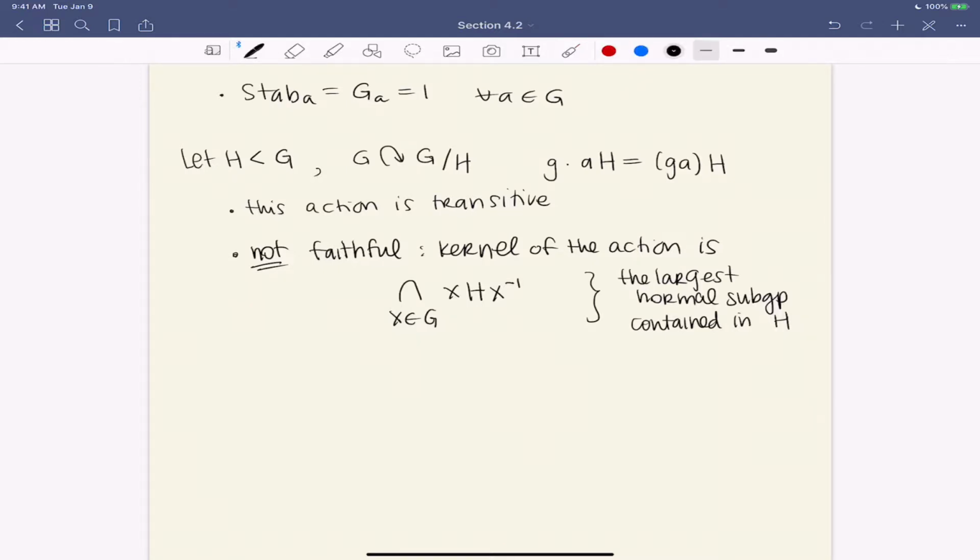And the last thing that I want to say is that the stabilizer of the coset 1H, just the coset H, is just H. So the only thing that fixes the coset H, if you want to say g times H is equal to H, this is if and only if g belongs to H. That's the only way. So that's just saying that here.